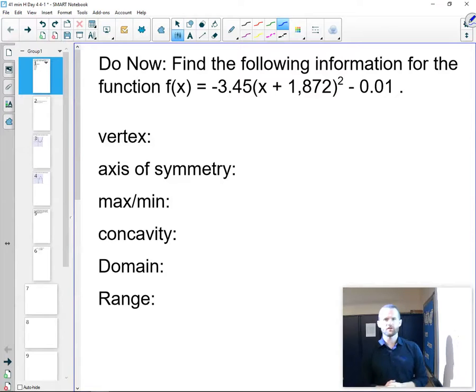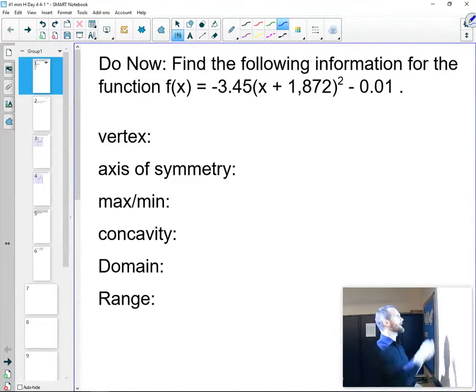We have to find the following information for the function f of x equals negative 3.45 times the quantity x plus 1,872 squared minus 0.01. Thankfully, we do not have to graph this. All we have to do is find the vertex, axis of symmetry, etc. We'll get to everything when we get there.